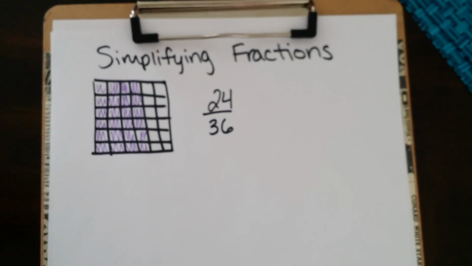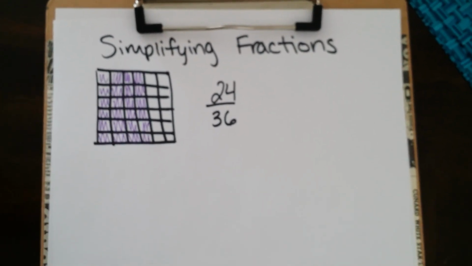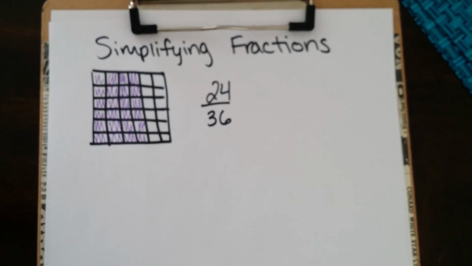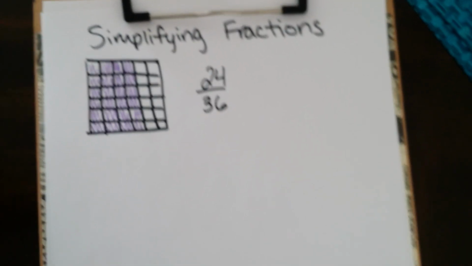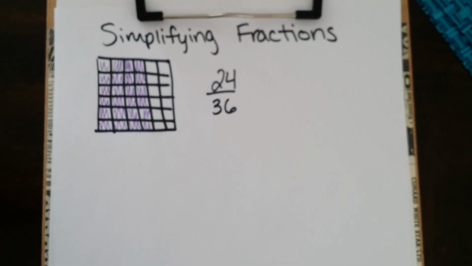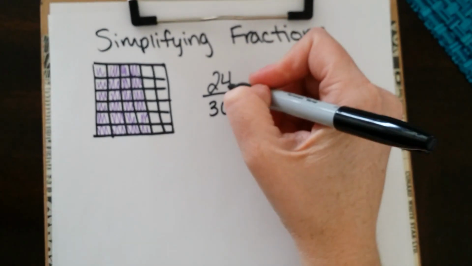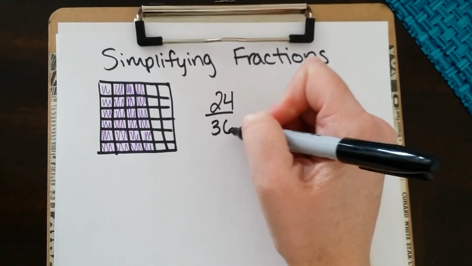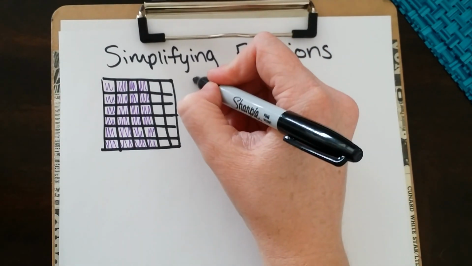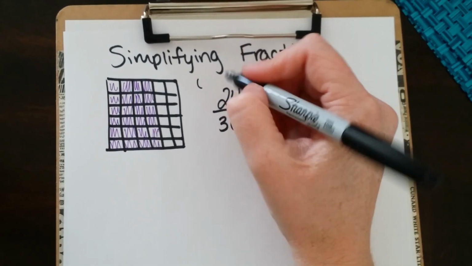Okay, today we're going to work on simplifying fractions. When you're simplifying a fraction, you're taking a fraction amount and changing the way that you look at it. So you're going to take it, we've got 24 over 36. Well, what can go into both 24 and 36? Well, first we need to see what can go into 24.